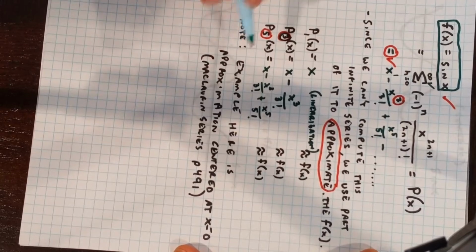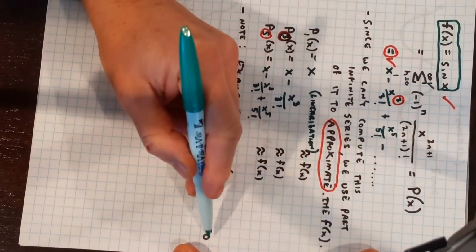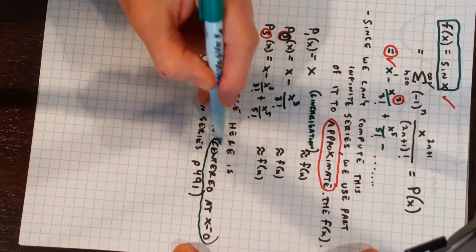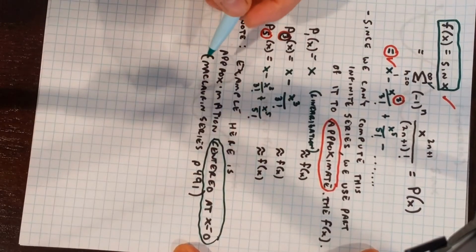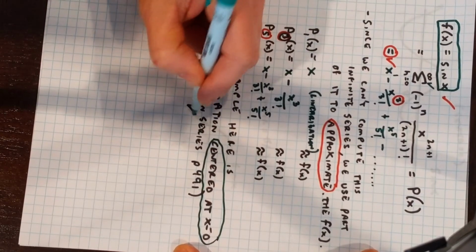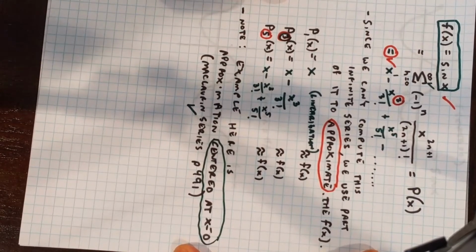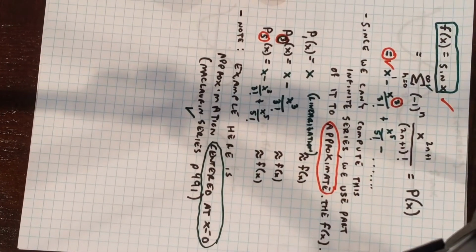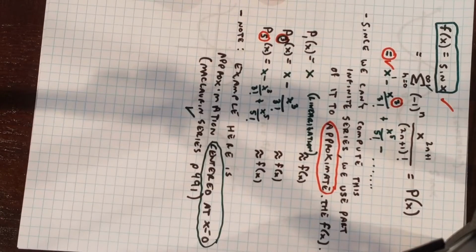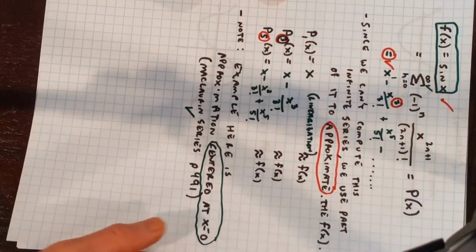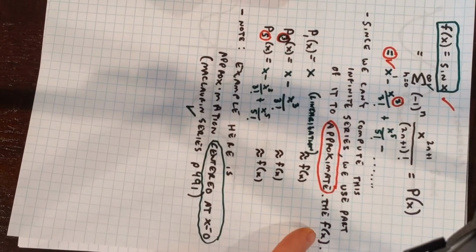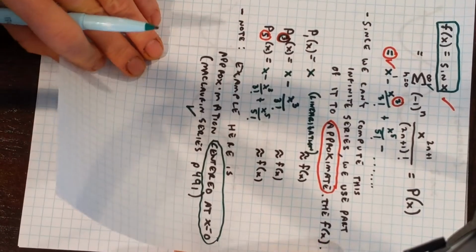The examples here are centered around 0, and we're not always going to center around 0. These are considered a special case called a Maclaurin series. There's a list of them on page 491. You're actually going to practice writing Taylor series polynomials and checking your answers using that page. So let's look at this graphically real quick.